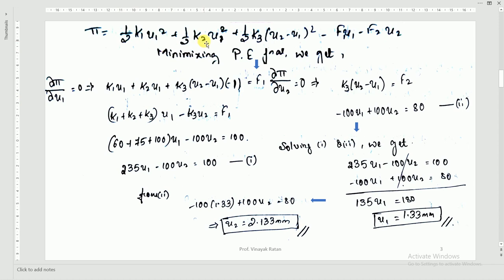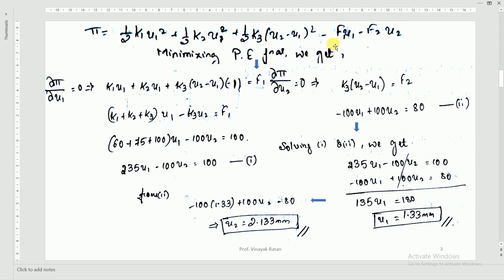Getting it? Same here. 1 upon 2, k2 as it is. Then again differentiate with respect to u1. u1 is there here also. So when you differentiate this, you will get 2u1. Again 2, 2 will cancel out. You will get k2 into u1. Now this term is as good as differentiating ax plus b whole square. This term is constant. 1 by 2 k3 is constant. Let me keep it outside. Now this term you have to differentiate.